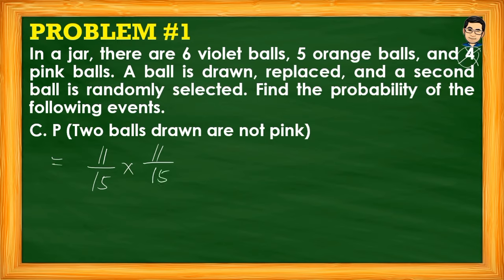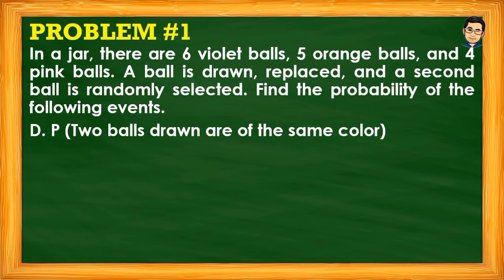11/15. So, multiply lang po natin yan since hindi naman natin pwede i-simplify yung 11 tsaka 15 kasi wala namang common factor aside from 1. So, 11 times 11, that is 121. 15 times 15, that is 225. So, the probability that two balls drawn are not pink is equal to 121/225.